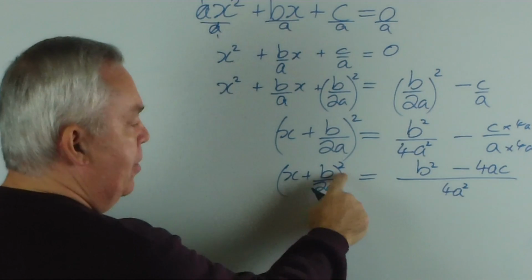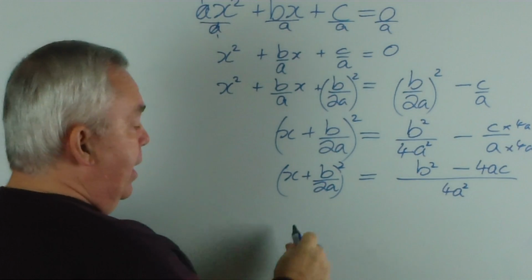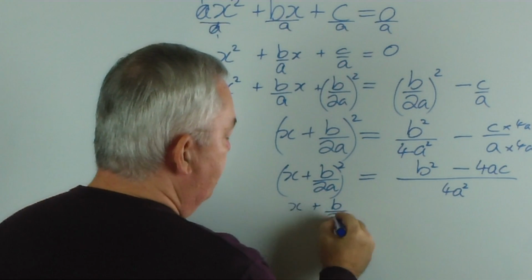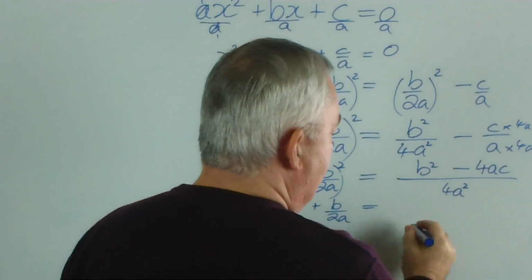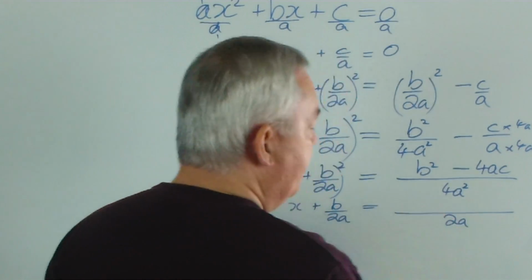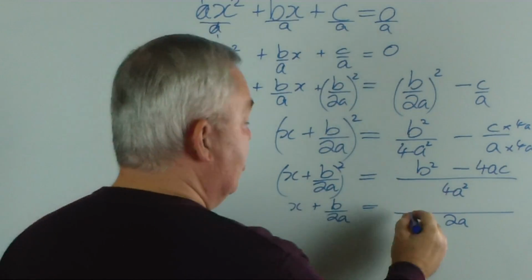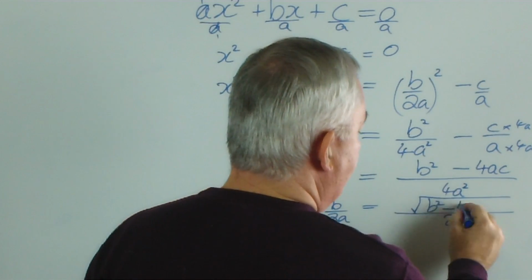Now we take the square root of both sides to get rid of the square. That gives us x plus b on 2a equals the square root of this. Now the square root of 4a squared is 2a, and the square root of this we just simply can't do, so we put a square root sign or a radical sign over it, b squared minus 4ac.